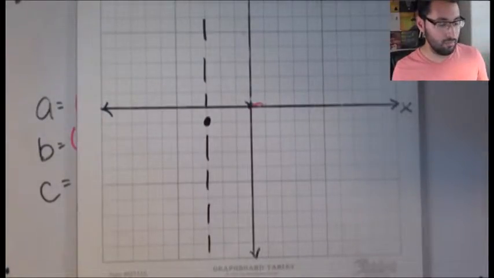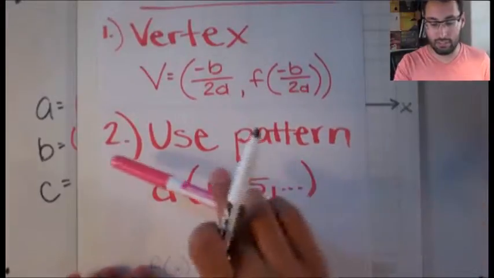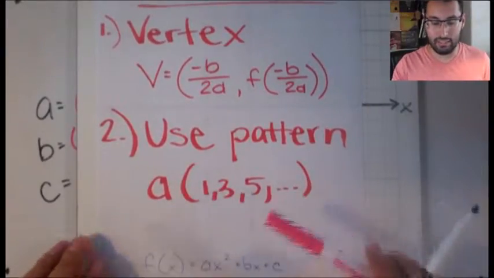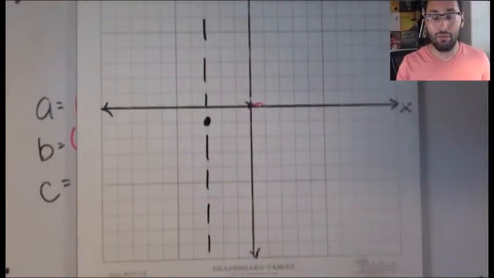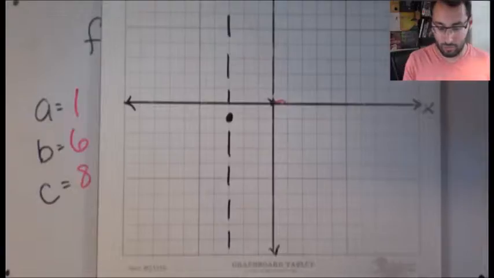And remembering, that was step 1. Step 2 is to find the pattern. We multiply a times this sequence. Now we found our a value. Our a value is 1, so it's pretty easy to multiply with 1.